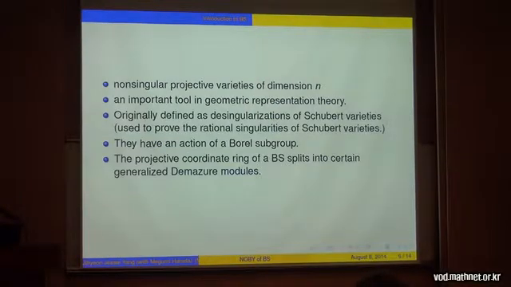So these are non-singular projective varieties of dimension n. So n is the number of simple roots we chose. And these are important tools in geometric representation theory. Originally, they are defined as the singularizations of Schubert varieties. And for example, these are used to prove the rational singularities of Schubert varieties. And so they have similar properties as Schubert varieties have.